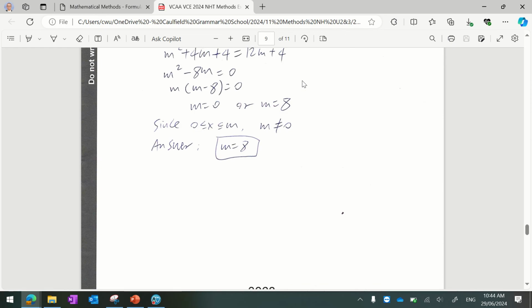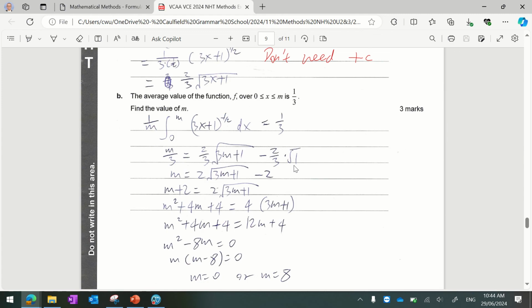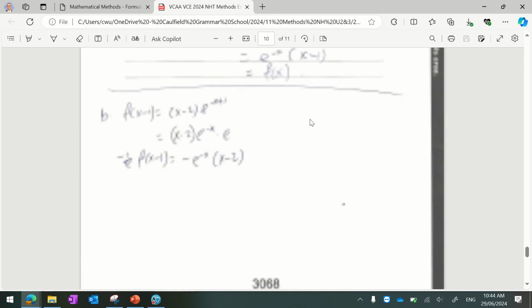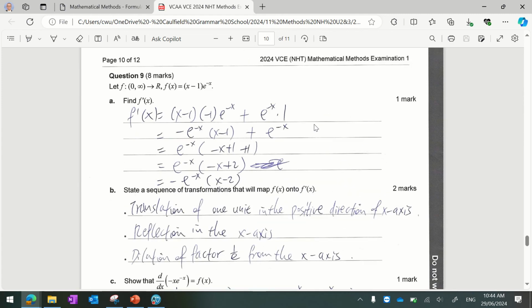Because the two boundaries of the area will be one single line, one and the same line. So you can't have two boundaries of a shape to be the same line. Otherwise, the area is 0. So m can't be 0, which means m is 8. Almost there. 2 more pages.